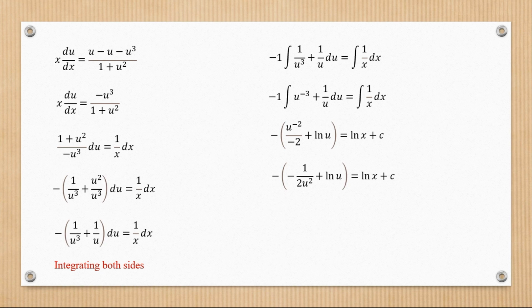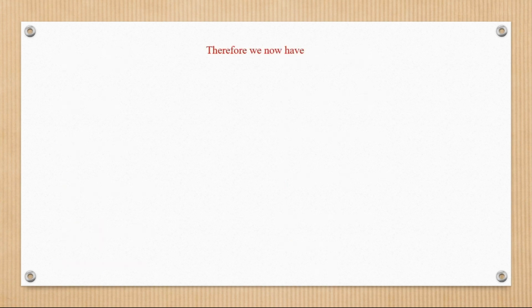Now I can rearrange this. This can be rearranged as negative 1 over 2u squared. Then if I bring that negative inside, I'll have 1 over 2u squared minus ln u is equal to ln x plus c. Now from y is equal to ux, I can get the value of u as y over x. So plug that back in, and therefore I'll now have 1 over 2 into y over x, then square that, minus ln y over x is equal to ln x plus c, and that is the answer that they wanted.